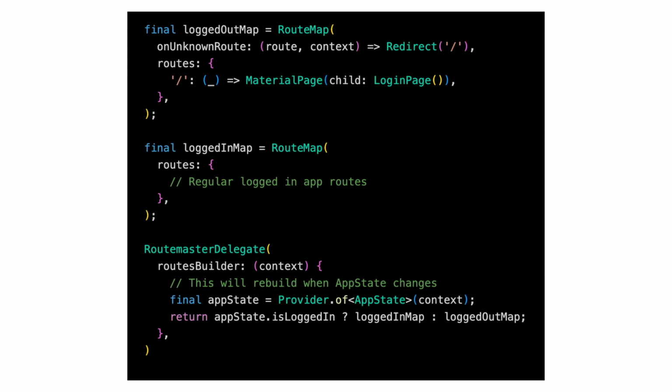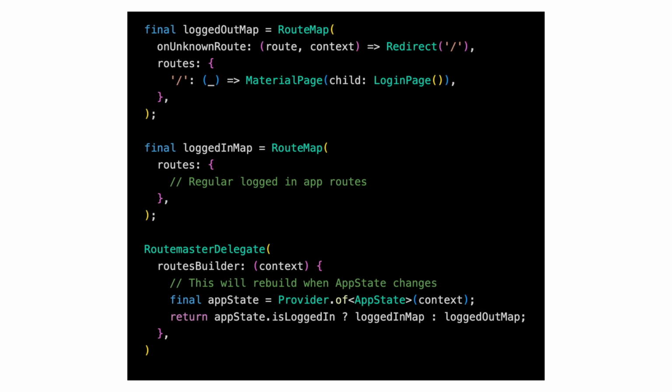So when you're logged out, if you look at the top route map here, it just defines one, which is the login page. And if you try and navigate to anything else, it has this on unknown route handler, which just redirects back to the login page. Then you would have another logged in map with all your actual app routes. And then in the Routemaster delegate, you can just look at your state, and depending on whether the user is logged in, it will return the correct route map, and done.